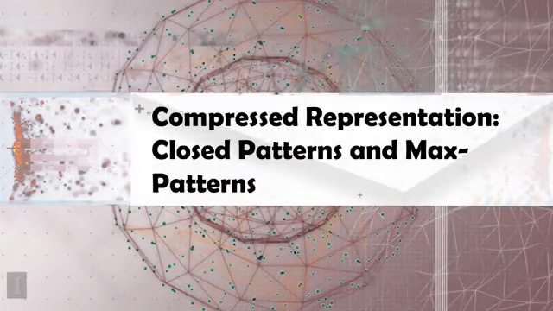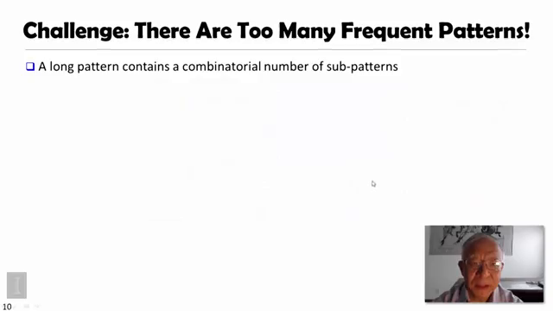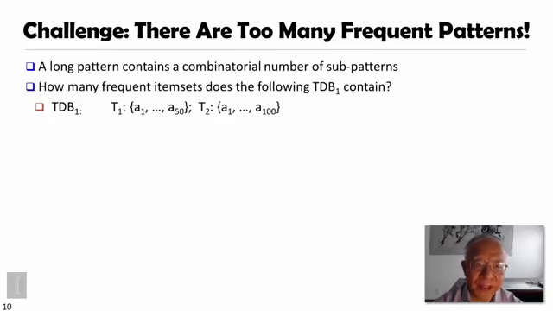Now we are going to introduce another set of important concepts: closed patterns and max patterns. In association rule mining or frequent pattern mining, one challenge is that in many cases we may generate too many frequent patterns. Usually a long pattern will contain a combinatorial number of subpatterns. Let me give you one simple example.